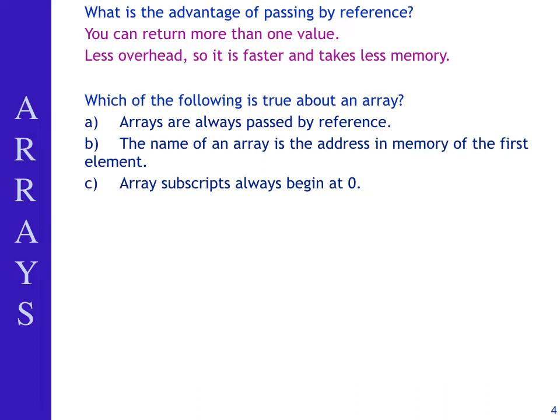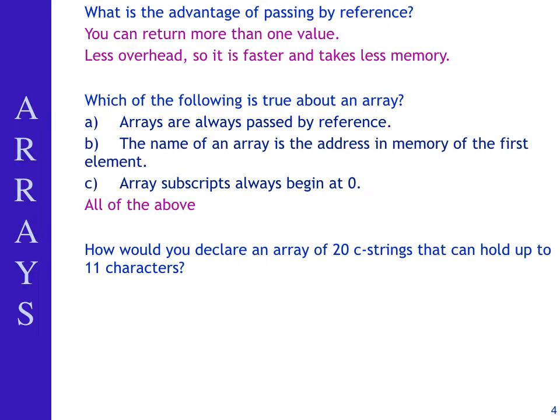So what are the true and false statements about an array? Let's see. Arrays are all passed by reference. That is true because of the large size. The compiler defines it all by reference. The name of the array is the address in memory for the first element. Yes, we talked about that. That's called the base address. Array subscripts always begin with 0. That's correct. 0 is the first index. So all are true.